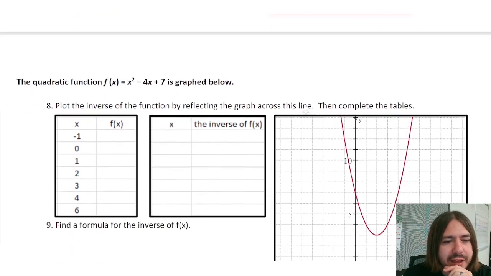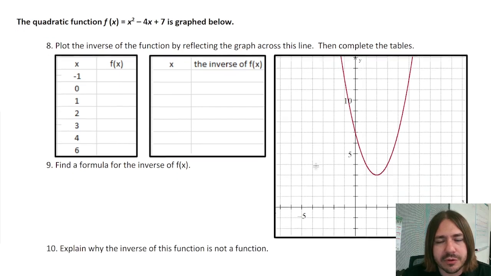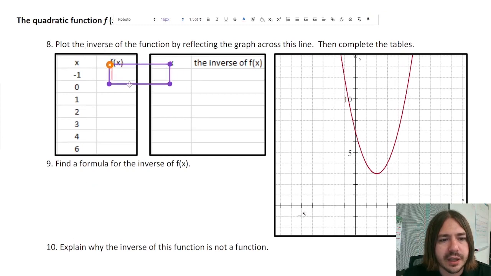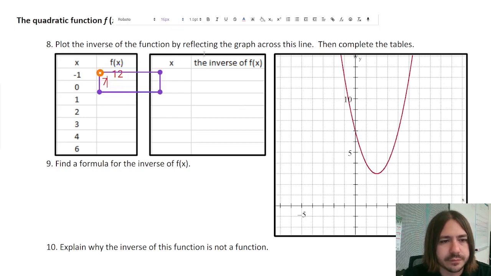All right, number 8 says plot the inverse of the function by reflecting the graphs across the line, then complete the tables. Okay, so basically, to start this off, we're going to do kind of the same thing. We're going to first fill out this table here. When x is -1, looks like y is 12. When x is 0, looks like y, that's right here, y is 7. And when x is 1, y is 4. When x is 2, y is 3.